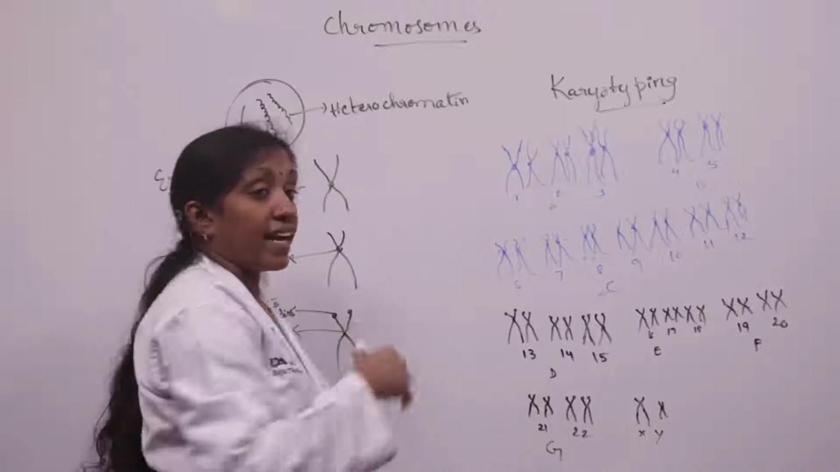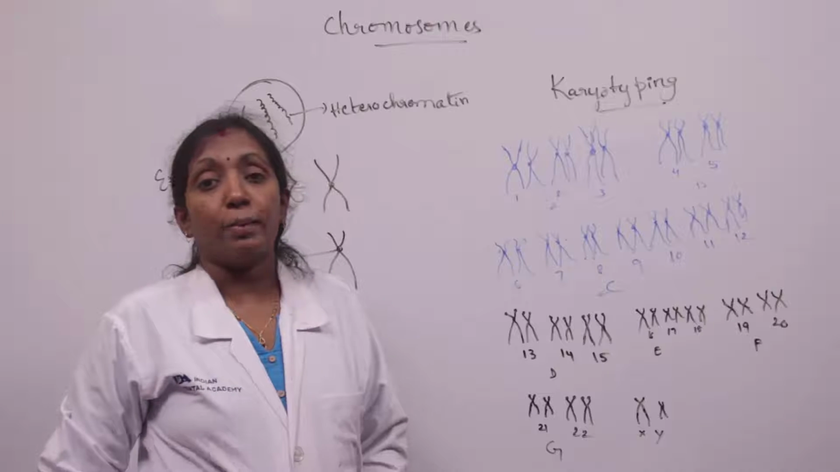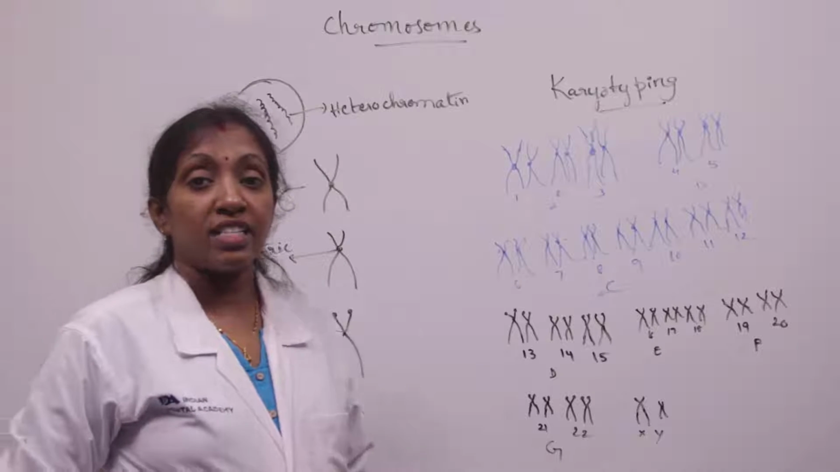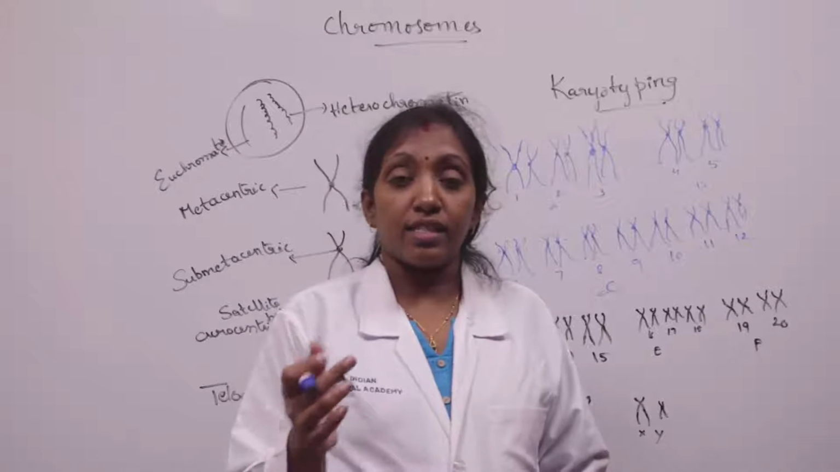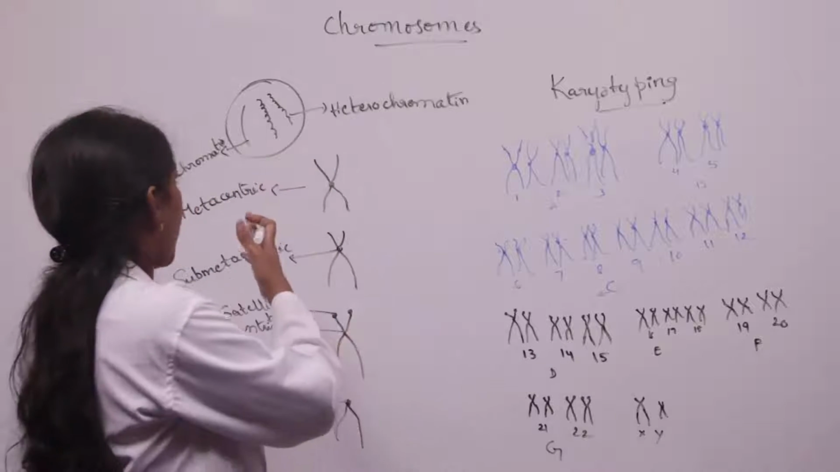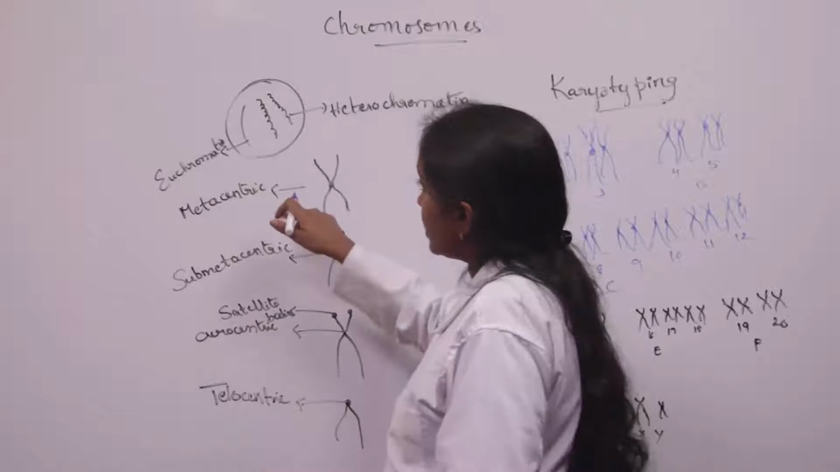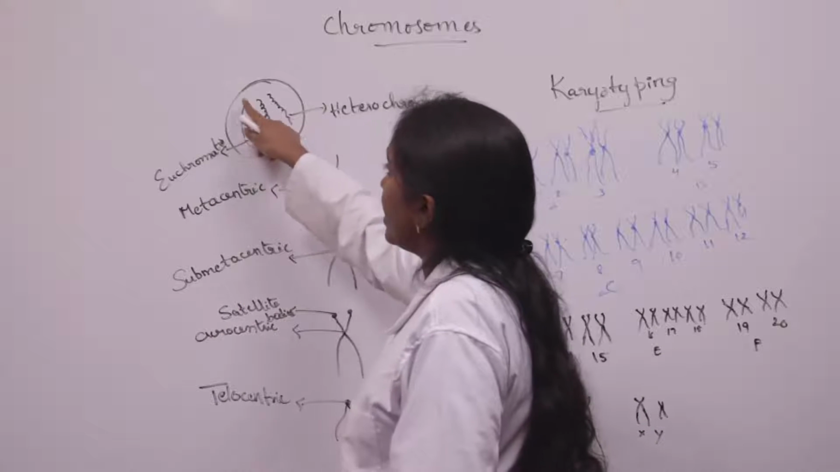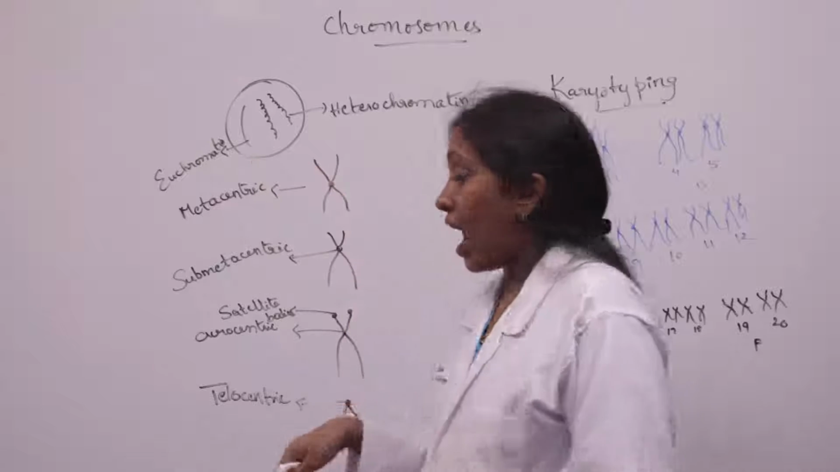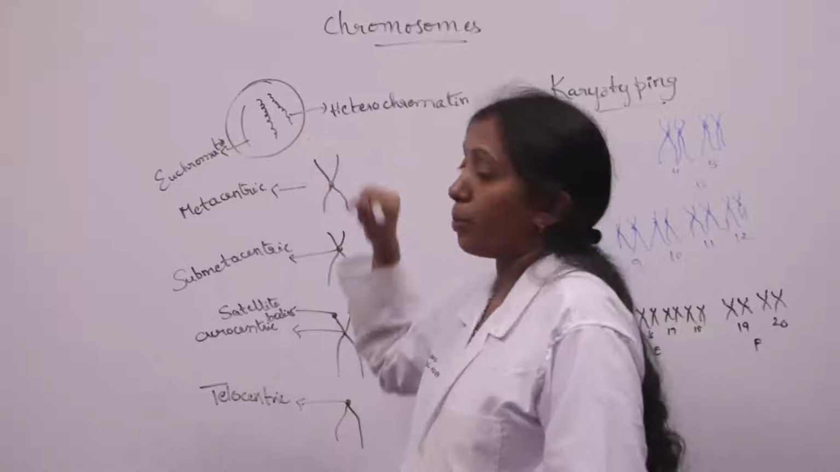The chromosomes are arranged in a thread-like manner. That is the substance of the chromosome, and we call it chromatin. The chromatin is of two types. One is highly uncoiled chromatin, and the other one is highly coiled chromatin.